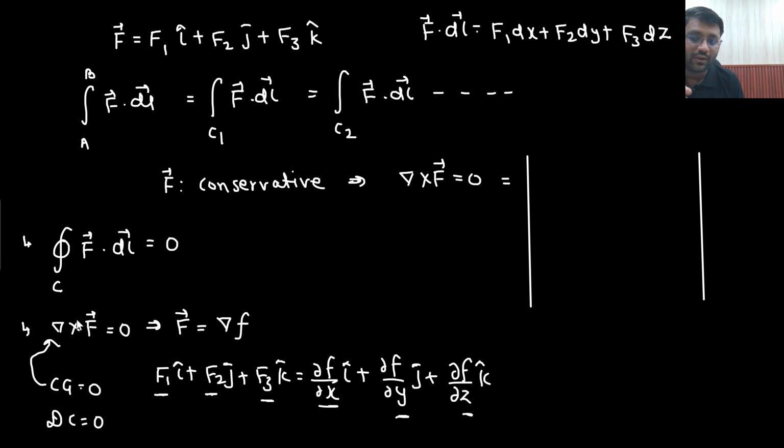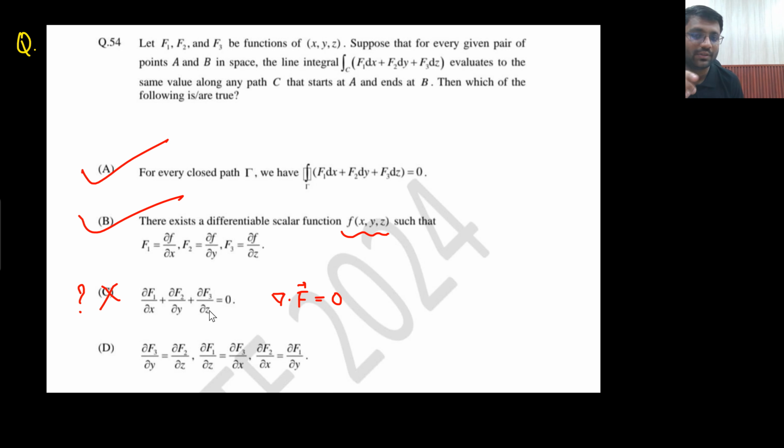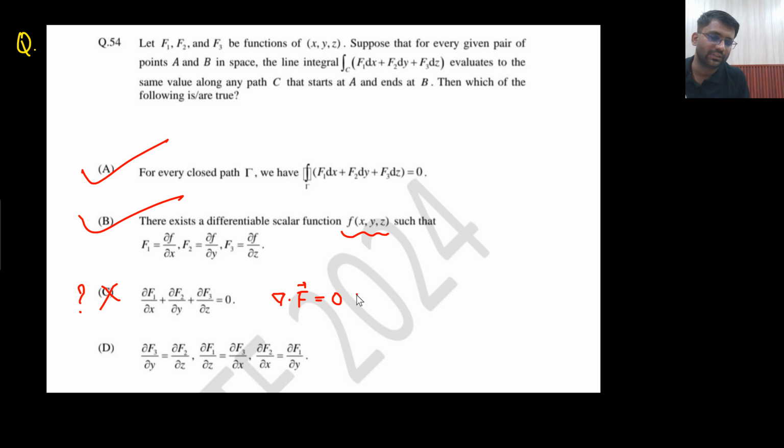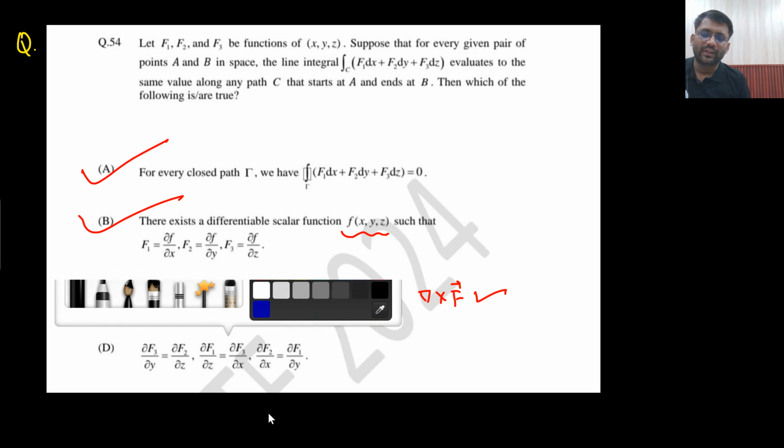No. Curl of F is 0. Divergence of F is not 0. Curl of F is 0. So this is wrong, because curl of F is 0. This is correct. Right? Now next, what are they saying?